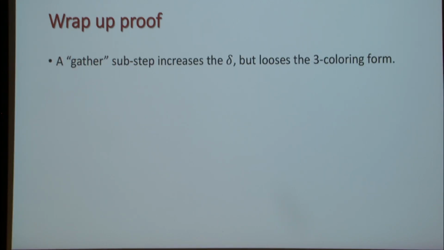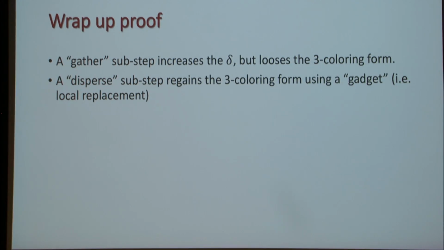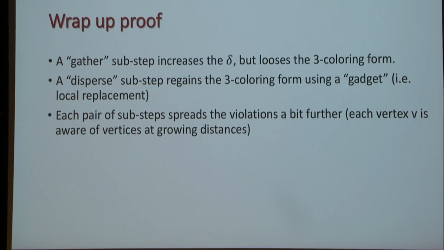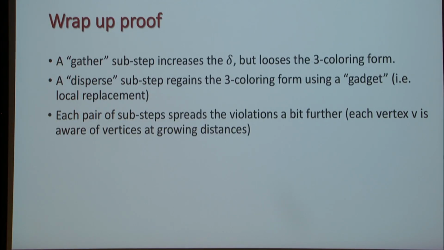Anyway, to wrap up the proof, so this is responding very slowly. Sorry. We have one step that increases the amount of violations, but at the cost of not being 3-coloring anymore. Then we have a step that regains this 3-coloring form. And the point is that every pair of such steps spreads the violations a bit further. After you finish all the steps, all the vertices get a feel of these violations.